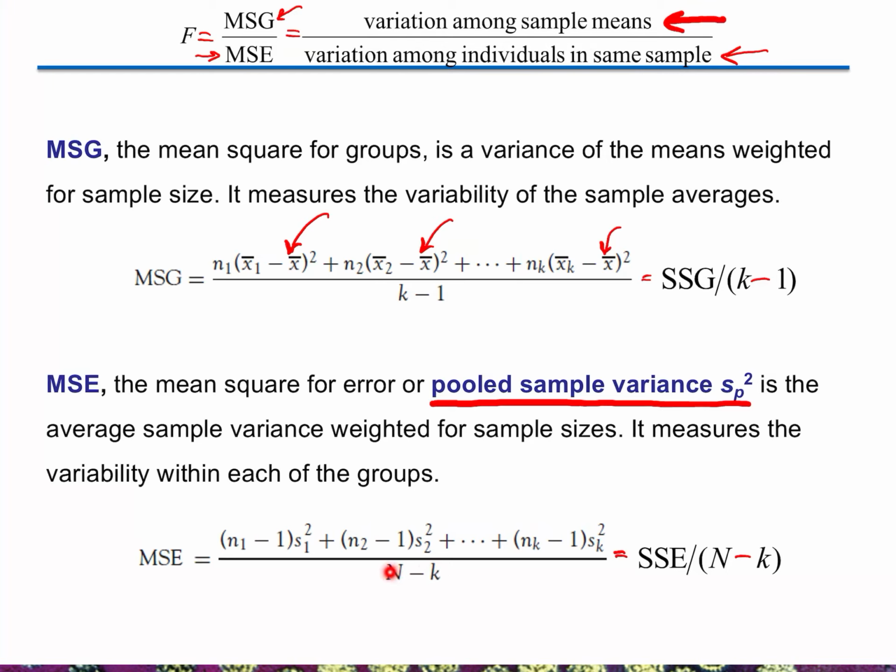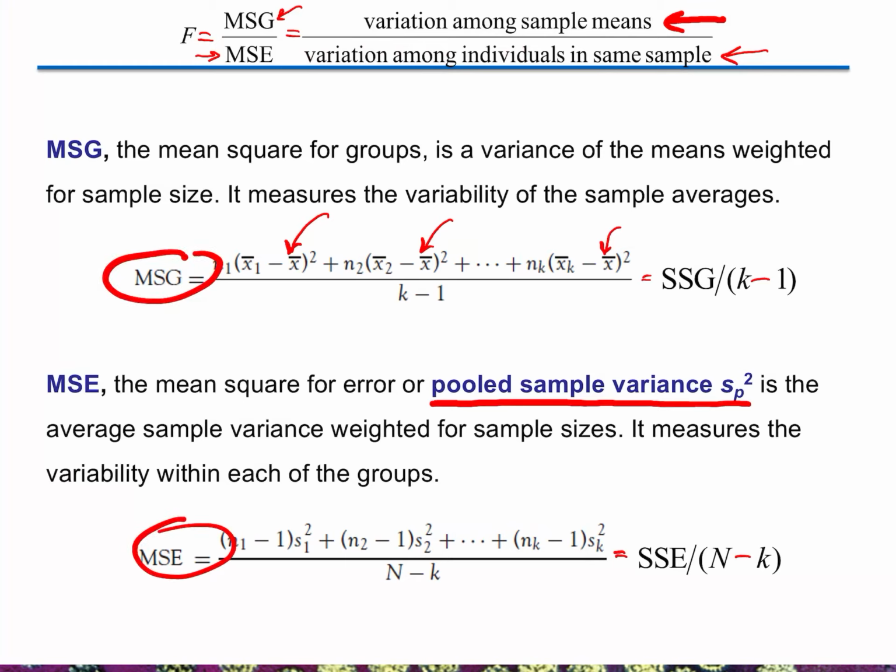So that is going to be then divided by n minus k, the total number of measurements we have across all of our samples minus the number of sample means that we have. So if we have 50 measurements across 3 samples, 50 minus 3, 47. That gives us our mean square for error, which is our denominator in our calculation for F.